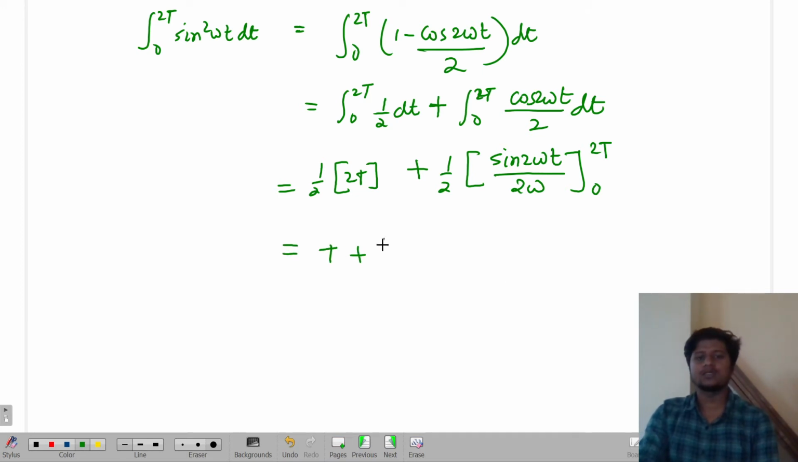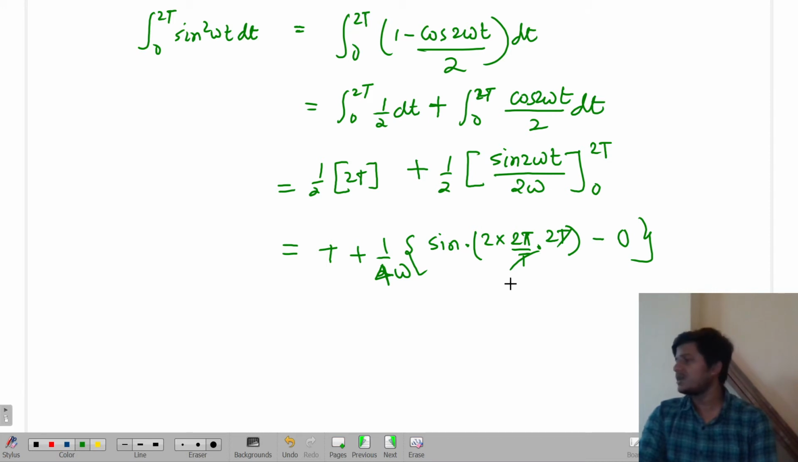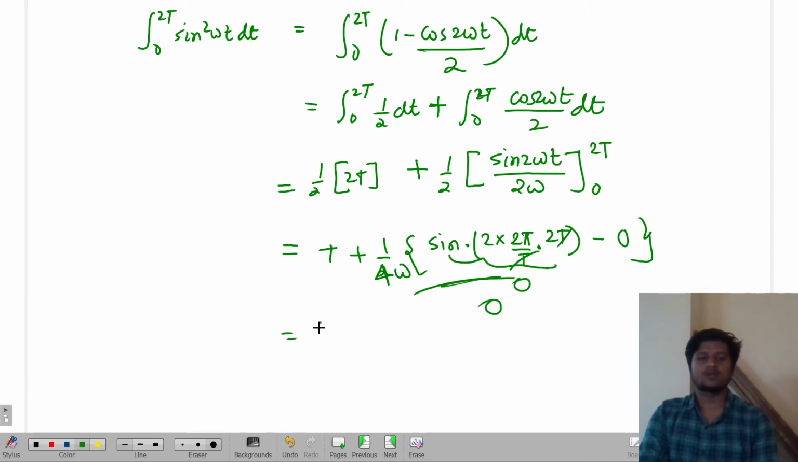T plus half. So now look over here. Okay, make it 4 omega. Sine of 2 into omega into T is 2 pi by T, and this T will be replaced by this variable, 2T, yes or no? Minus 0 it will come. Now T got cancelled. This is how much? 4 pi, and this value will become 0. So this whole term is 0. So how much did you get? T over here. Right or not?